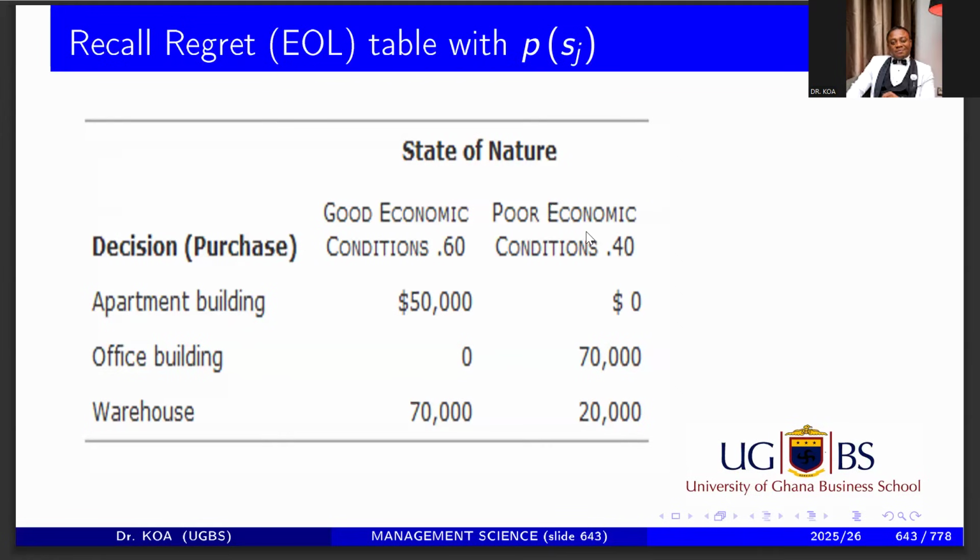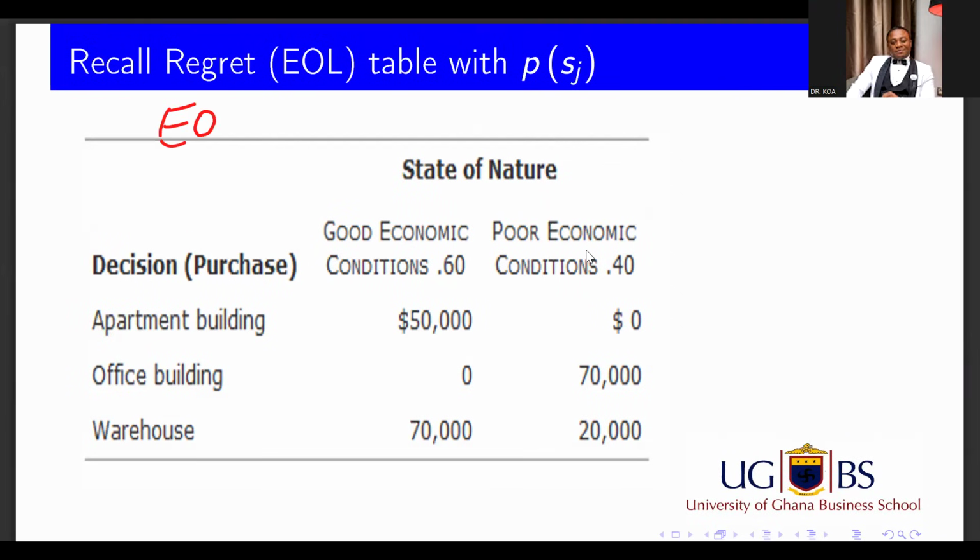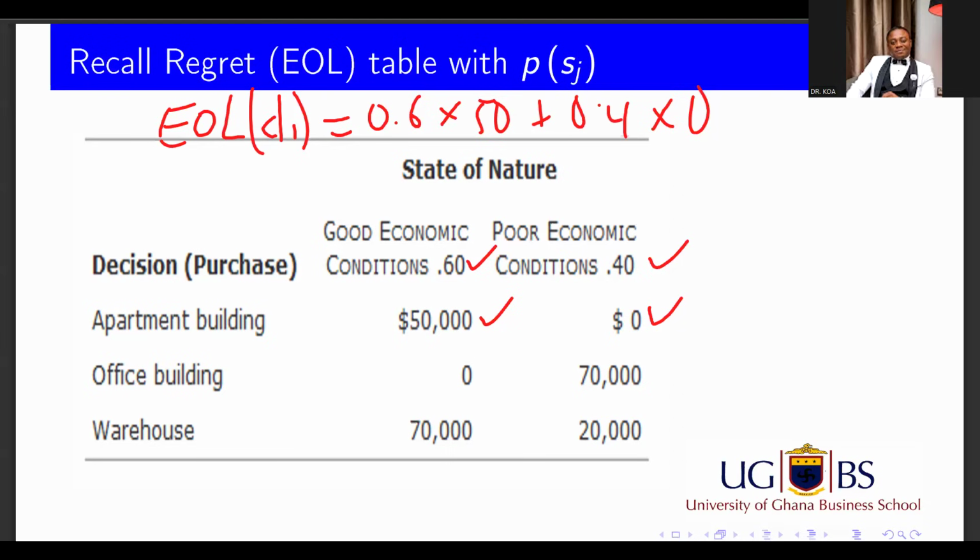So I'm going to calculate the expected opportunity loss for D1. To do that, for the EOL for D1, first you need the state of nature and multiply it by this value, the 50. Then you need the next state of nature and multiply it by the next value. This is the state of nature, 0.6, and this is the other state of nature, 0.4. So if I want to calculate for apartment building, I will take the 0.6, multiply it by the 50, plus take the 0.4 and multiply it by 0. That will give you the expected opportunity loss for D1.